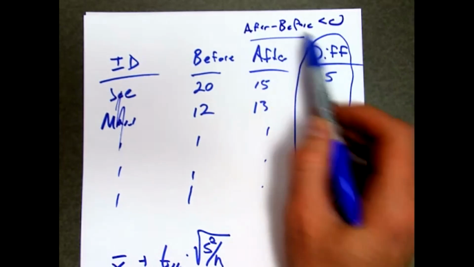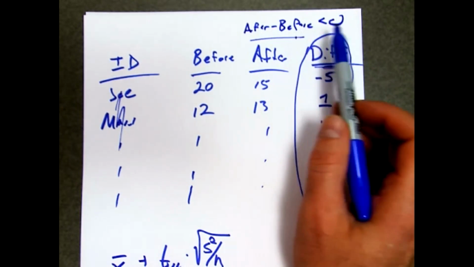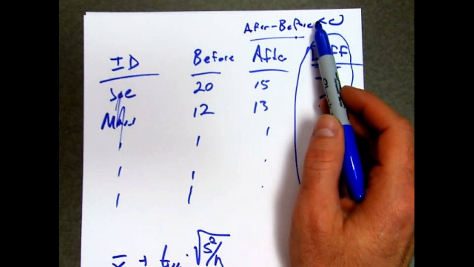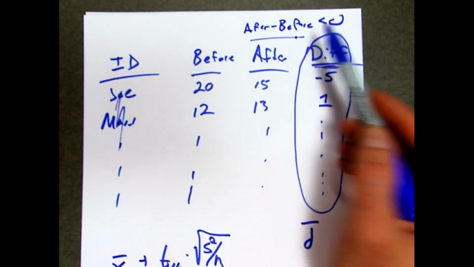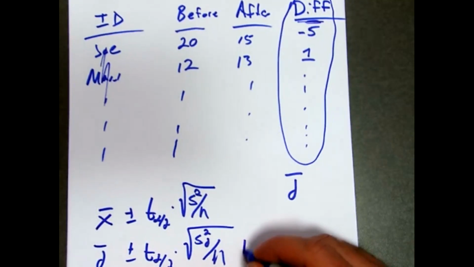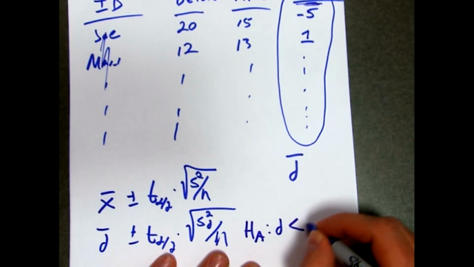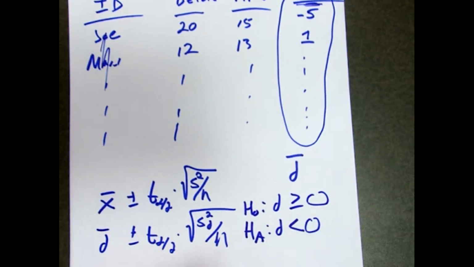Well, that's what we were doing when we calculated that difference variable, right? We took the after minus the before. So if I want to know if something has decreased, I'm trying to find if that difference is less than 0. So I assume the opposite is true, which is that it's greater than or equal to 0. My alternative hypothesis here is that the difference is less than 0, which means my null, I assume, is greater than or equal to 0. Okay.